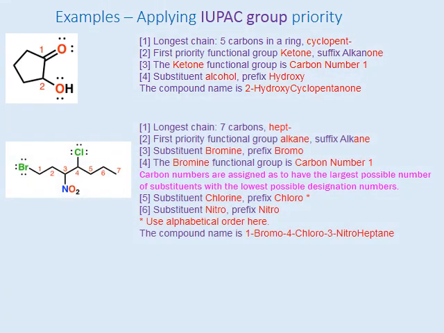Here we have a compound with a 7-carbon parent chain, containing 2 halides and a nitro group. All the groups attached to this compound are very low in the priority list. So this compound is named as an alkane and all the groups attached to it are named as substituents. The carbon numbers are assigned as to have the largest possible number of substituents with the lowest possible designation numbers. From this we get the complete compound name with substituents listed in alphabetical order: 1-bromo, 4-chloro, 3-nitroheptane.